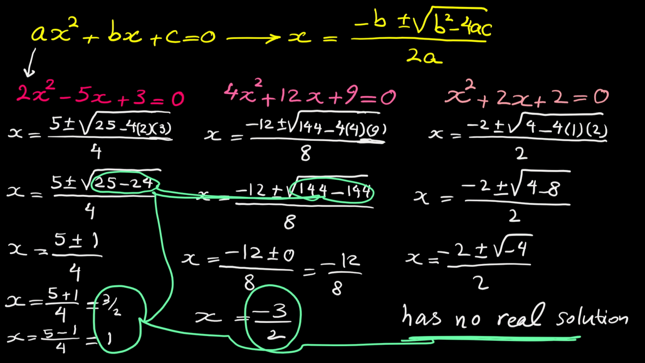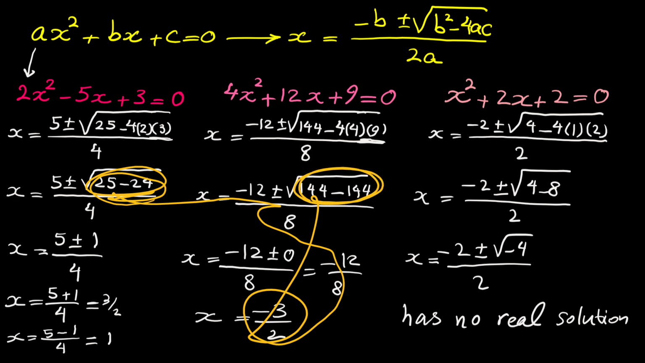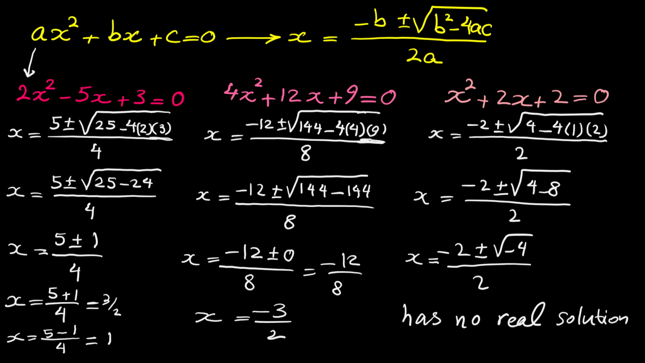We have two solutions when inside the radical, like in this example, is positive, in this case it is 1. We have one solution when inside the radical is 0. We have no solution when inside the radical is negative. And don't forget, the inside of the radical is the discriminant. If you want to learn more about the discriminant, you can watch my video about the discriminant of quadratic equations.